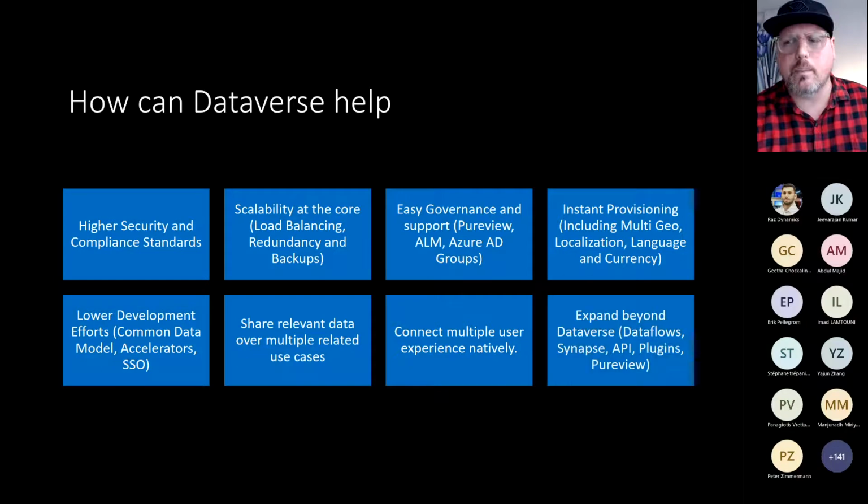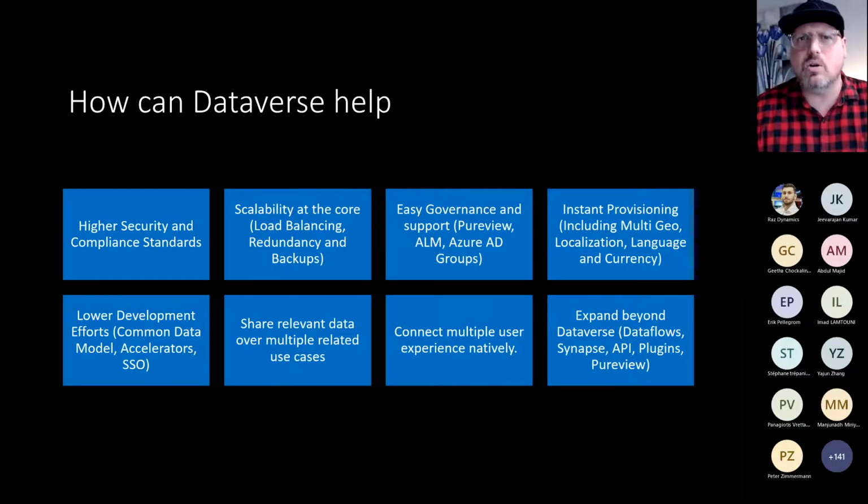And you can expand beyond Dataverse, because if you have to do analytics and advanced machine learning that goes even beyond what AI Builder offers you out of the box, send that to data flows, to Synapse. You can connect to APIs if you use like a third-party service to do your machine learning. You can have plugins, and again, there's the Purview governance that is part of that embedded.